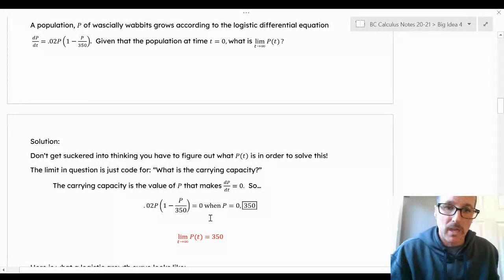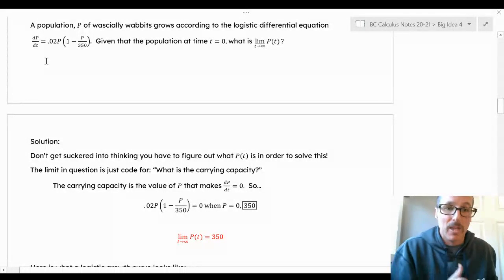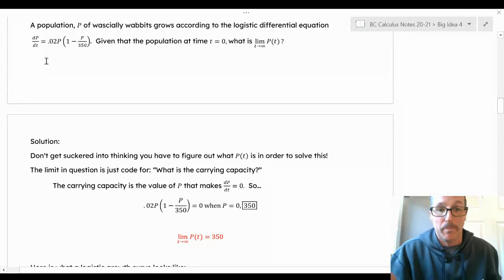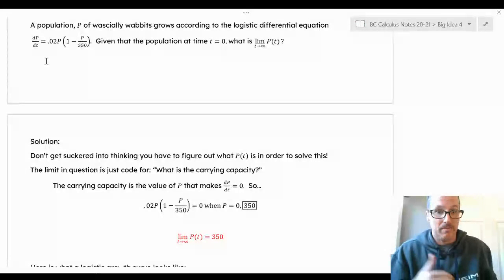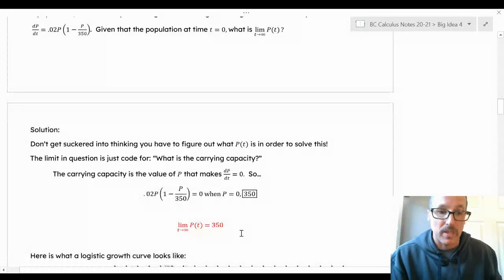So what is the carrying capacity here for the differential equation dP/dt equals 0.02P times (1 minus P over 350)? What's the value of P that makes that 0? The value of P that makes that work is either 0 or 350. Well, the carrying capacity is not going to be 0, so that means the carrying capacity here is 350 wascally wabbits. So the limit as t goes to infinity of P of t is 350.